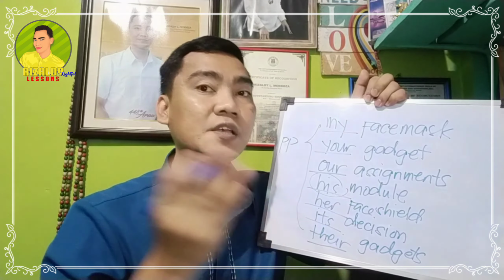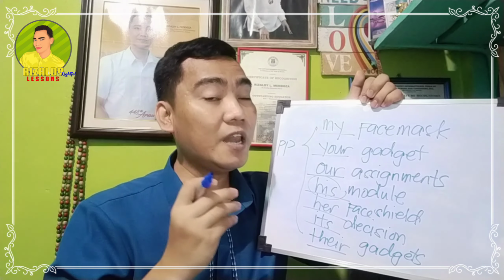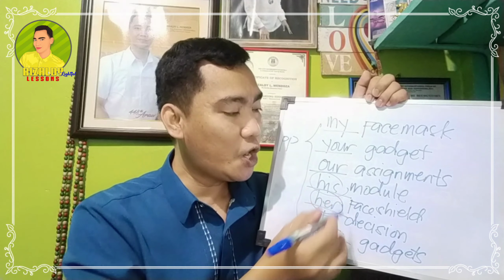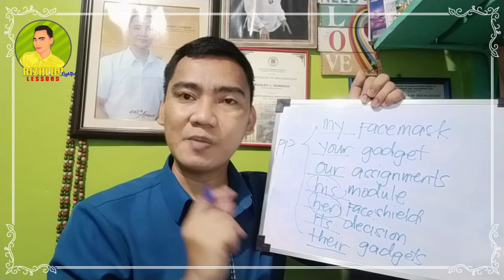So his module. Then if you are referring to a girl, referring to the ownership of a girl, of course you make use of her face shield or her module. Alright, so remember that one. However, if you are part of the group, for example, you also own that thing, then you may say our.